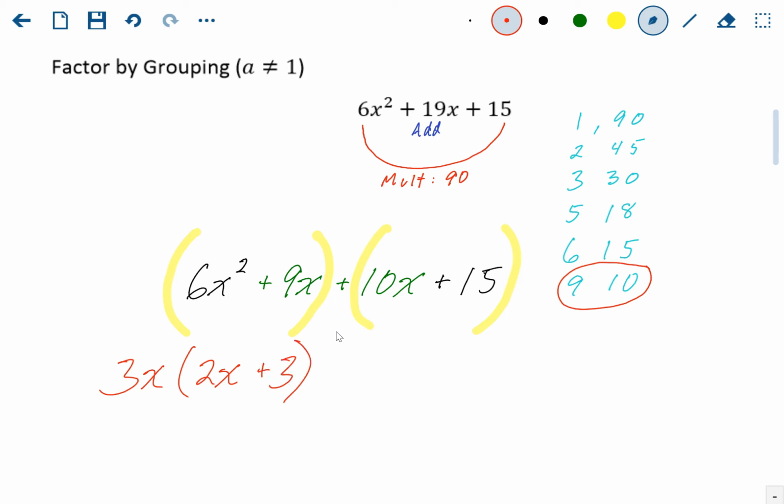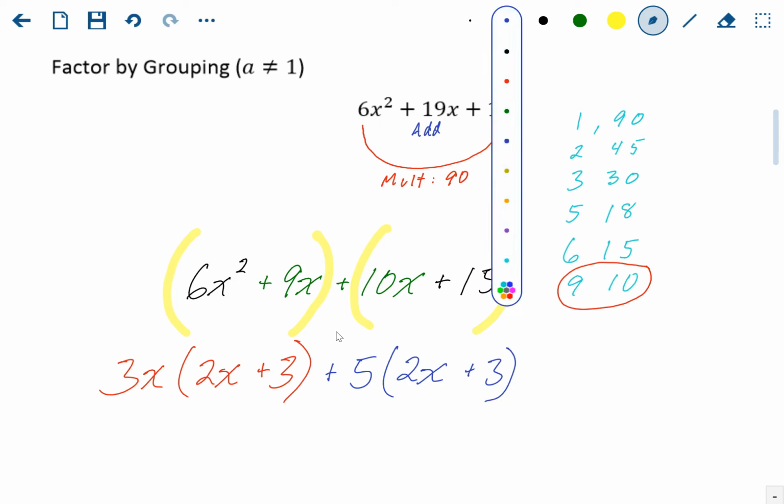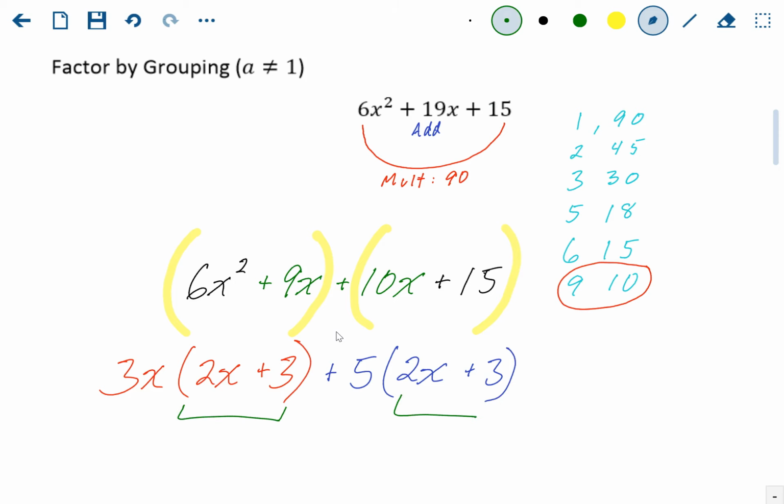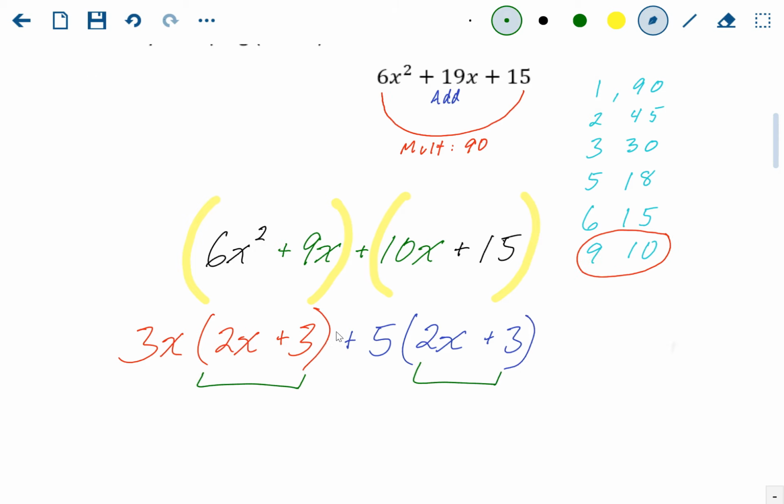Now go to the second grouping, 10x and 15. The biggest number that goes into 10 and 15 is 5. Since both terms don't have a variable, we can't take out an x. So we're just going to divide each by 5, which leaves behind 2x plus 3. And oh hey, look, they're the same. If you're doing factor by grouping, those should always be the same.